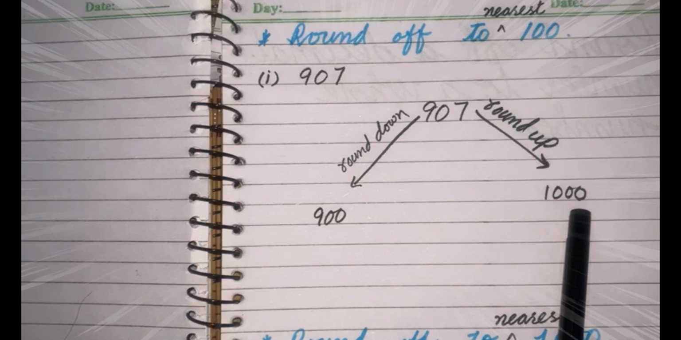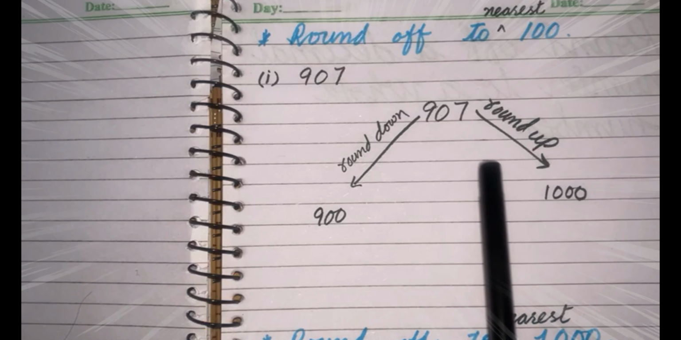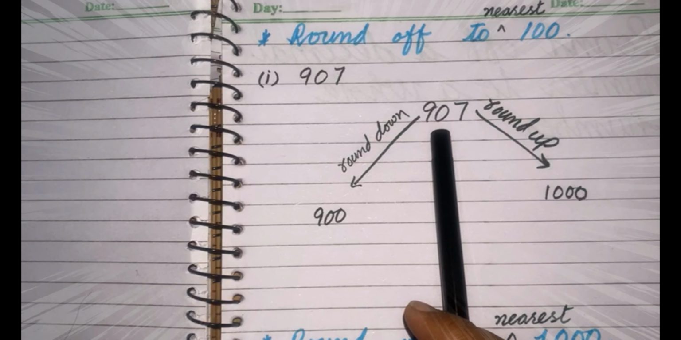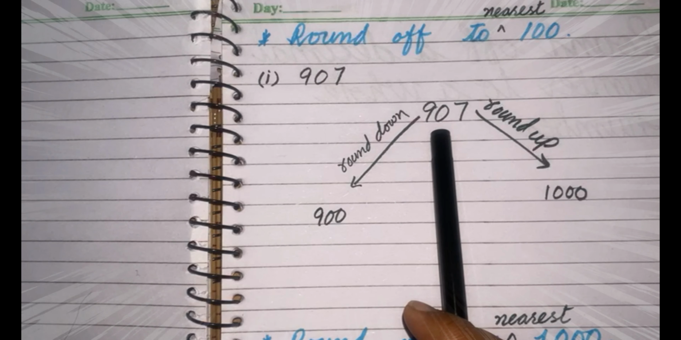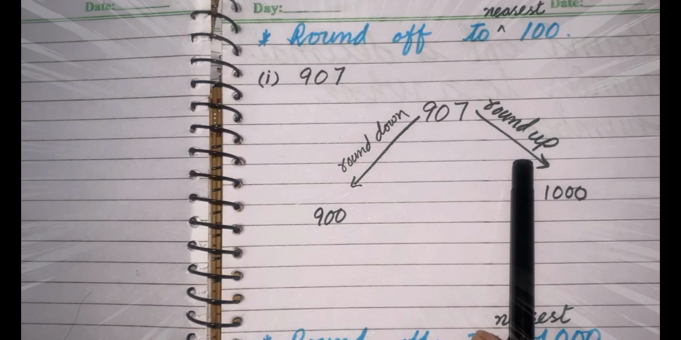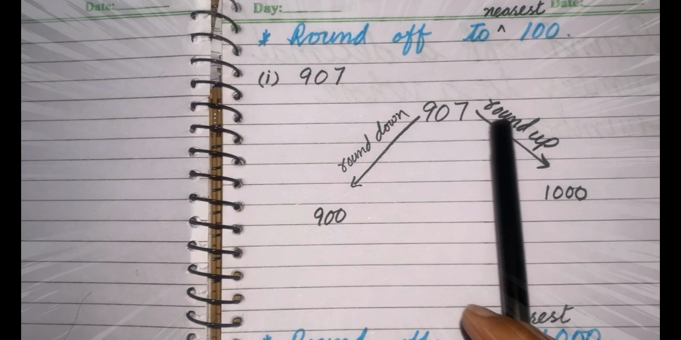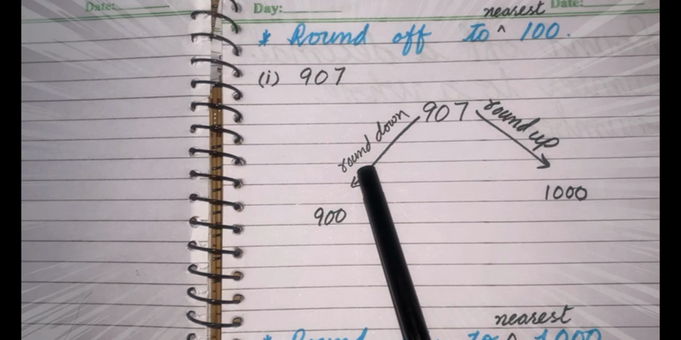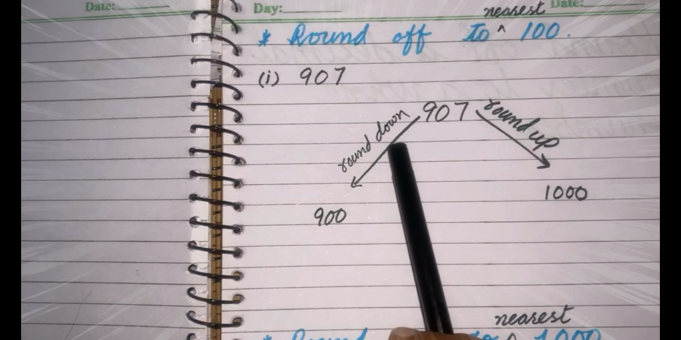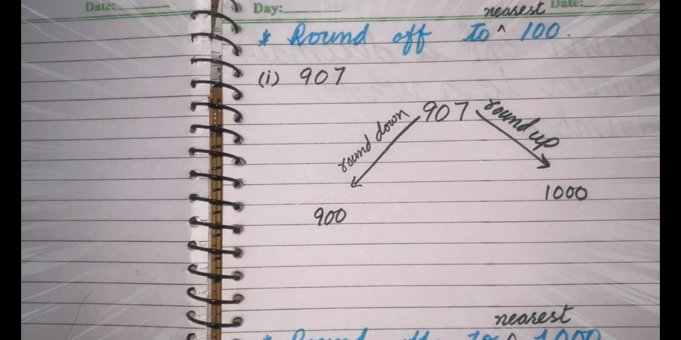Now we will check whether 900 is correct or 1000 is correct. For this we will check the tens place value. Here we have 0. If we have 5 or more than 5, then we move to round up, and if we have a digit which is less than 5, we move to round down. So here we have 0 which is less than 5, so we will move towards round down, that is 900. So our required result is 900.